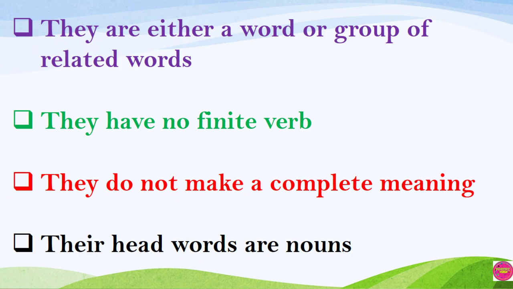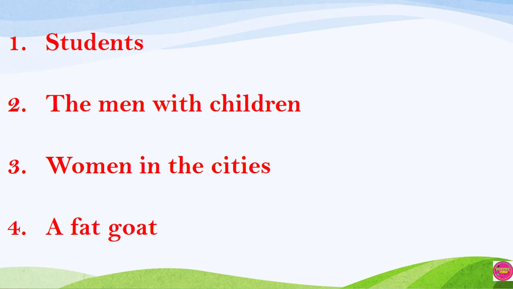So can we say that the head words are nouns? What makes them noun phrases? First, they are either a word or group of related words. They have no finite verb. They do not make a complete thought. And their head words are nouns. One thing you have to know is that there is no fixed position for the head word. In some phrases, there is only the head word, as in the first example, students. In others, there are words before the head word, as in the man with children and a fat goat.